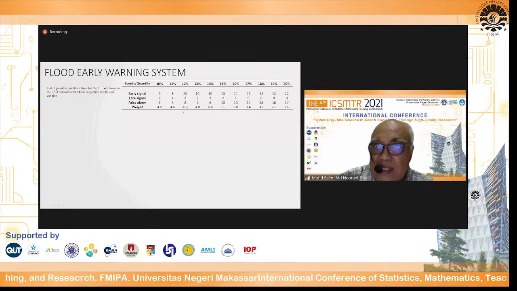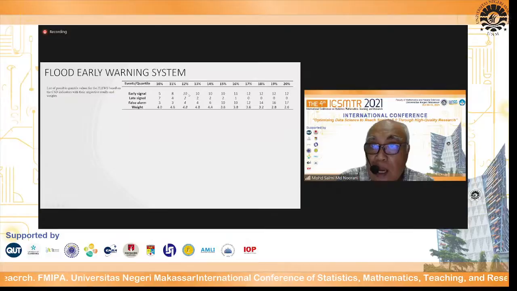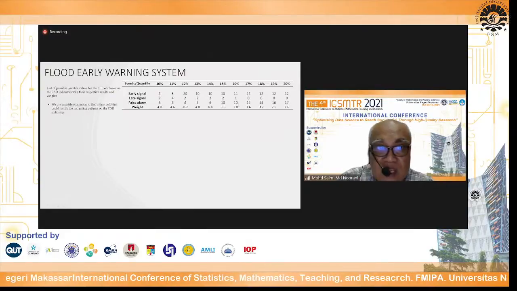So the weight is just a technical thing to give a preference to these signals. Also, if you choose 16% quantile estimation, you get 11 early warnings, 1 late, and some false alarms.